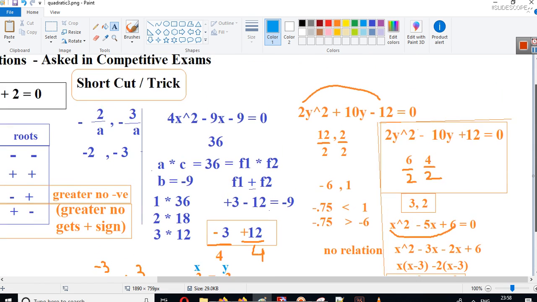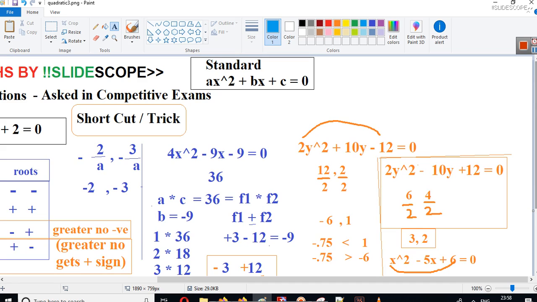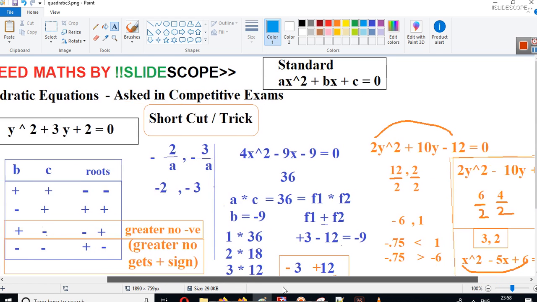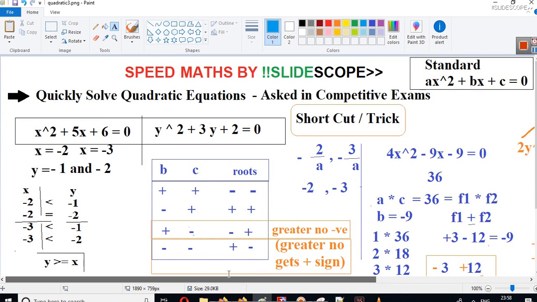So this was some discussion and tricks related to quadratic equations. These are really shortcut tricks. In case of both positive, you will get both roots as negative, so it becomes really easy to understand. And in case of both positives, your factors will also be positive.